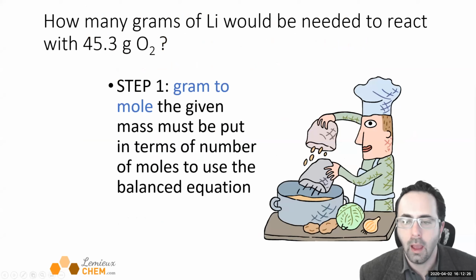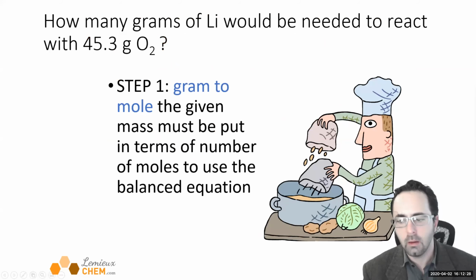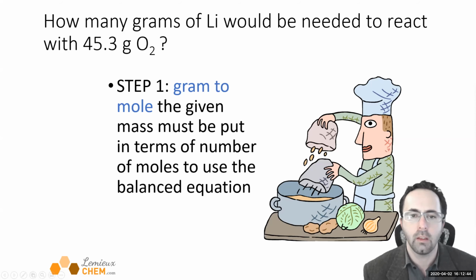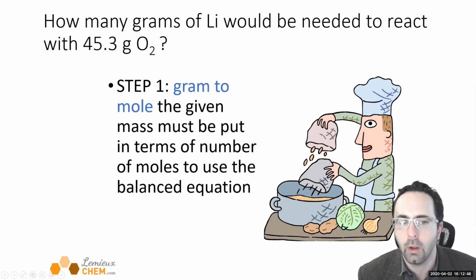So let's now apply this same process. It's going to be basically exactly the same, but we're now going to apply it to a chemical recipe, a chemical equation. So here's a similar type. Our last question was how many pancakes could be made from 8 eggs? This question asks us how many grams of lithium would be needed to react with 45.3 grams of oxygen, given that reaction we had at the beginning.